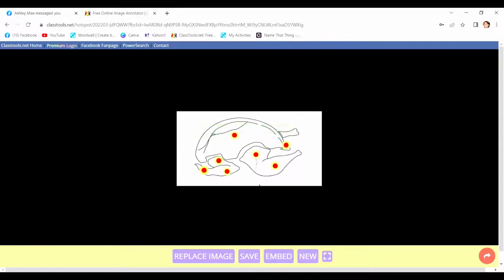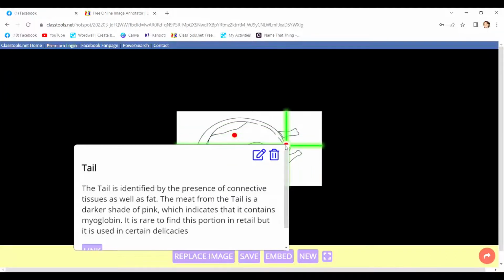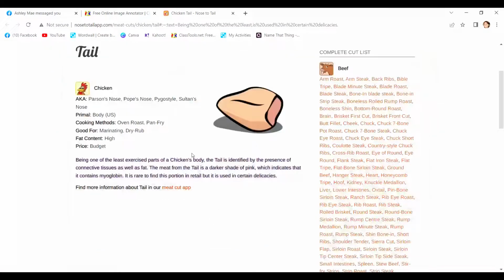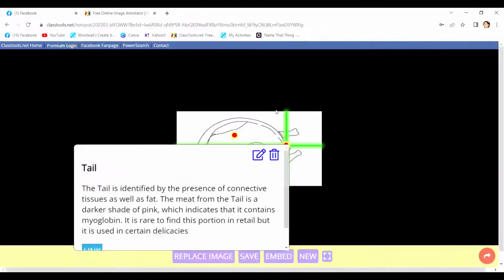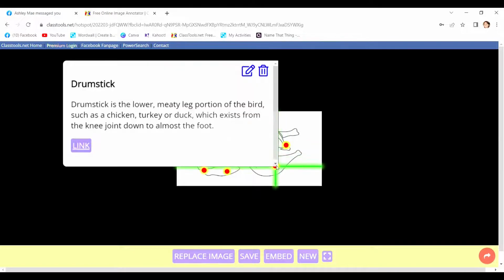Okay, next we have the tail. So we have the name, we have the description, and when you click the link, it will lead you to where the description is taken. Okay, let's go to the next part. So we have the drumstick. It's the lower meaty leg portion of the bird, such as chicken. It extends from the knee joint down to almost the foot. And here is the link also.